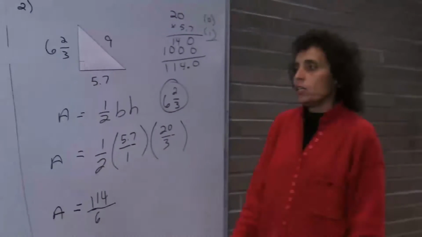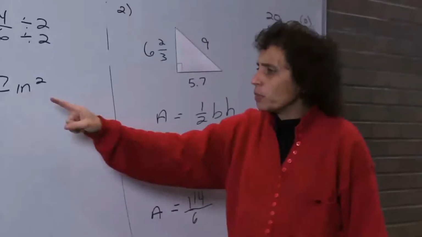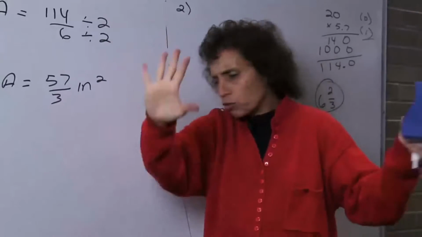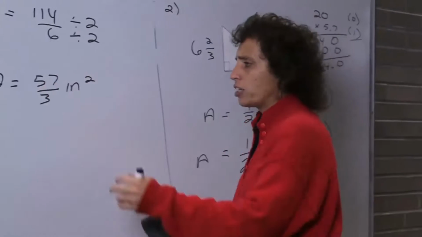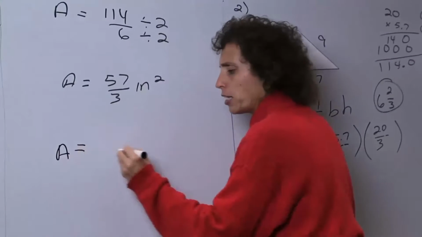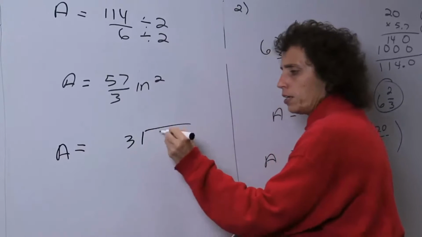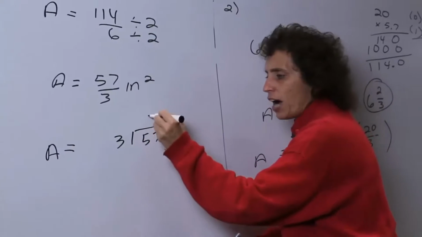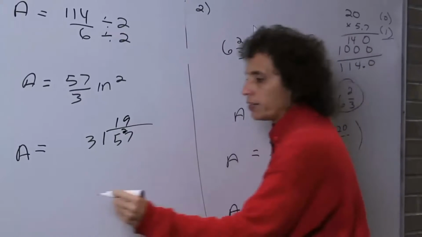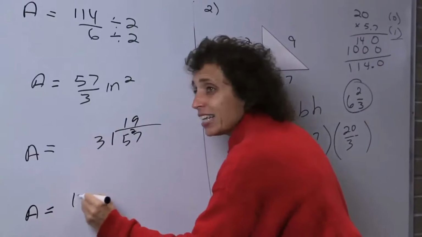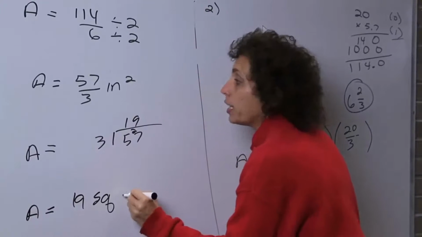All right. Actually, you know what? That goes in nice. I'm just realizing something. Hold on, guys. This goes in nicely because 7 plus 5 is 12. So this actually is divisible by 3. Let's take a look. I didn't notice that right away. 3 goes into 5 once with 2 left over. 3 goes into 57, 19. So area is 19 square inches.